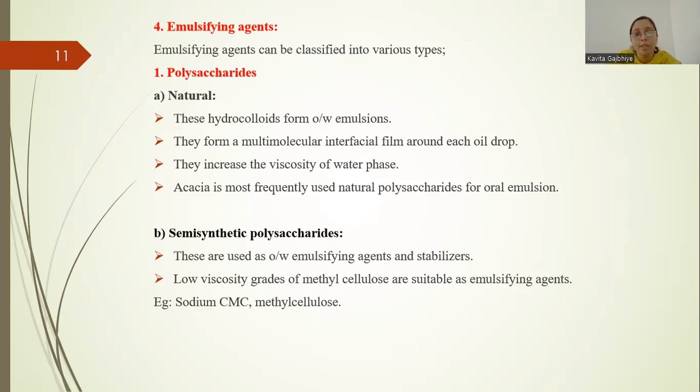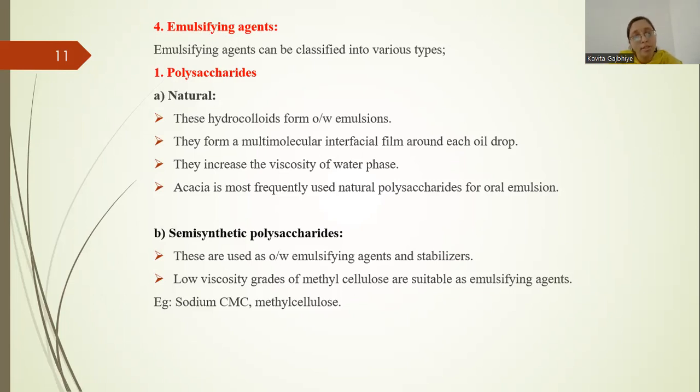Now, how will they be responsible for stabilization of emulsion? They form an O/W type of emulsion. They form a multimolecular interfacial film around each oil droplet. As they form the O/W type of emulsion, water is the external phase. How do these natural polysaccharides stabilize your emulsion, or how are they used as an emulsifying agent? Their role is to form a monomolecular or multimolecular interfacial film around each oil droplet, so that the oil droplet gets easily dispersed into your water phase.